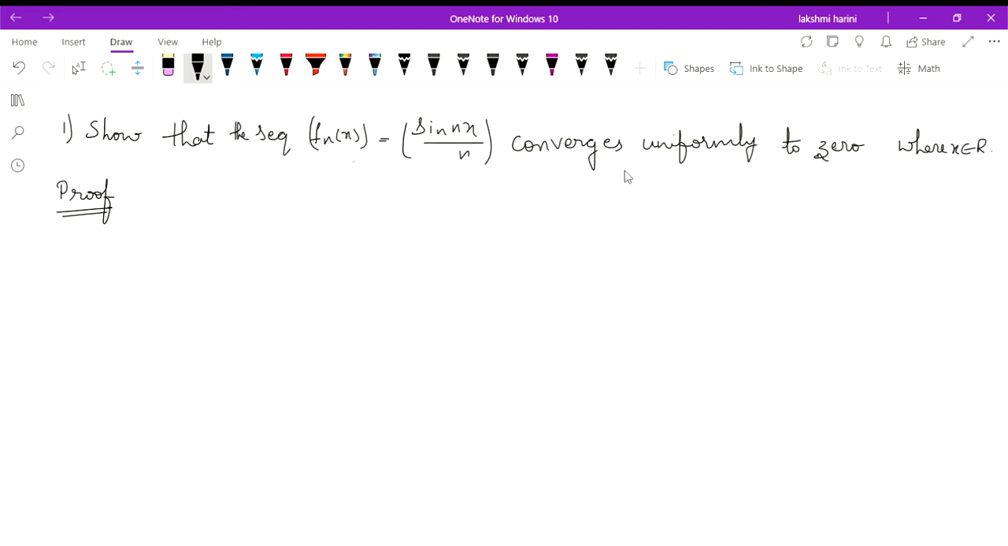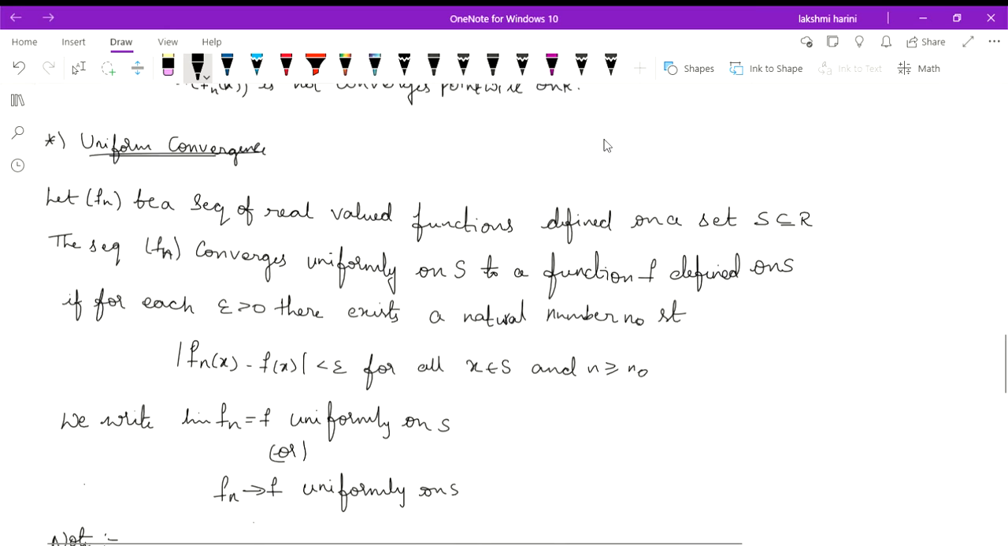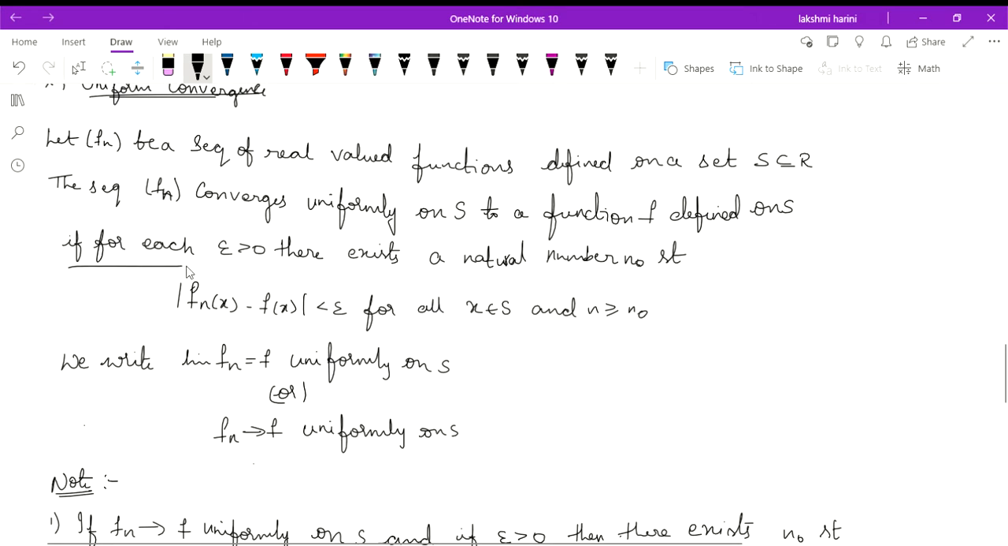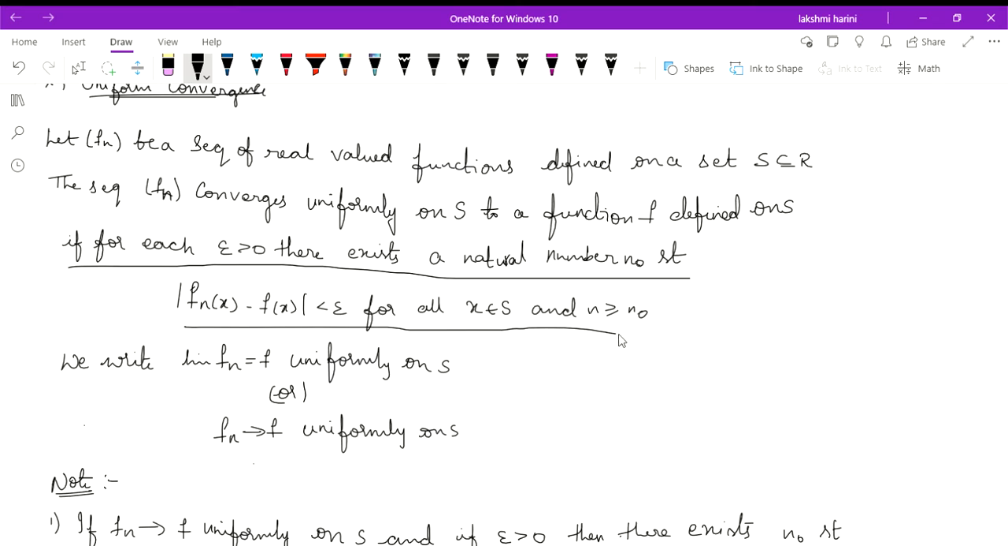That is what they told, that we have to show that the sequence converges uniformly to 0. That means, what is the definition of uniform convergence? Uniform convergence definition is, for each epsilon greater than 0 there exists a natural number n naught such that mod fn of x minus f of x is less than epsilon for all x belongs to S and n is greater than or equal to n naught. That means by using this definition we have to show that it is uniformly convergent.